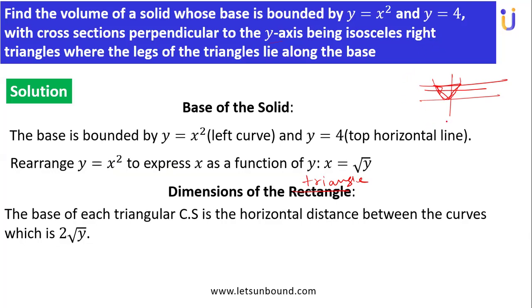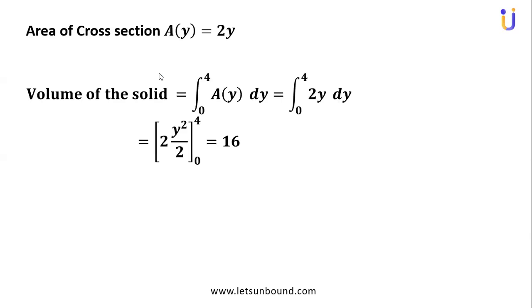Y is equal to x squared, and since we are doing this as cross sections along the y-axis, we have to frame it like this: x is equal to plus or minus root y, and the distance will be 2 root y. So from this to this, 2 root y. And the area we can define here: half times 2 root y the whole square, which is 4y by 2, which is 2y. Now the area of the cross section is 2y. Now set up the integral and solve it. Plug in those values. You get 16 cubic units. That simple it is.